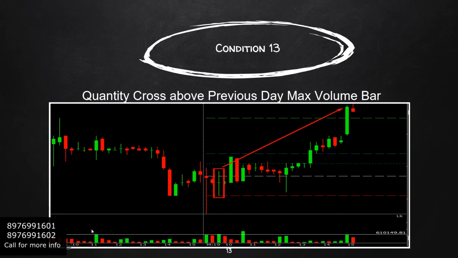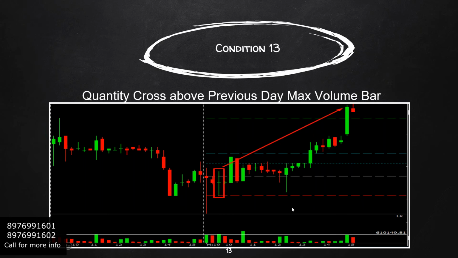For example, this was the high volume candle of the previous day. So today, whenever a 15-minute candle gives us a volume bar with more volume than this bar, we will get a positive signal in the market. So basically over here, the highest volume is generated in this candle, and over here in this volume bar, you can see the volume is more than this volume bar. So we had a quantity crossover of the previous day maximum volume bar. So you have to make a note of this particular candle.